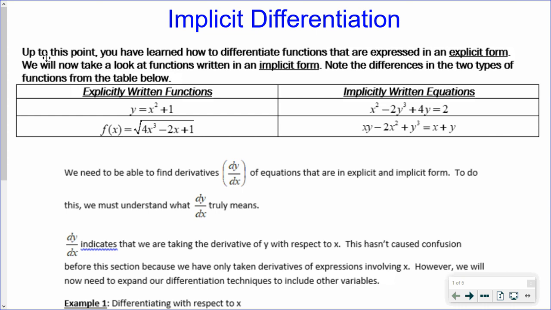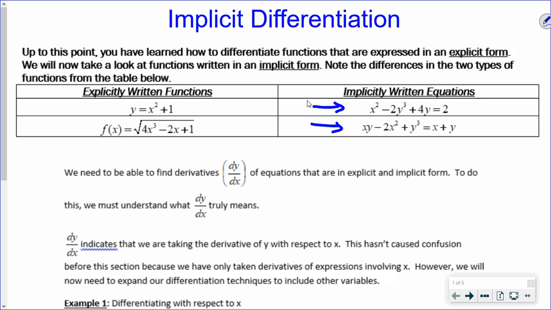Well, we can also have equations written implicitly. And again, all that means is that the equation is not solved for y. So your x's, I always say your x's and your y's are going to be on the same side of the equation. So you see a couple examples here where our equations are written implicitly. Okay, again, all that means is that it's not solved for y.